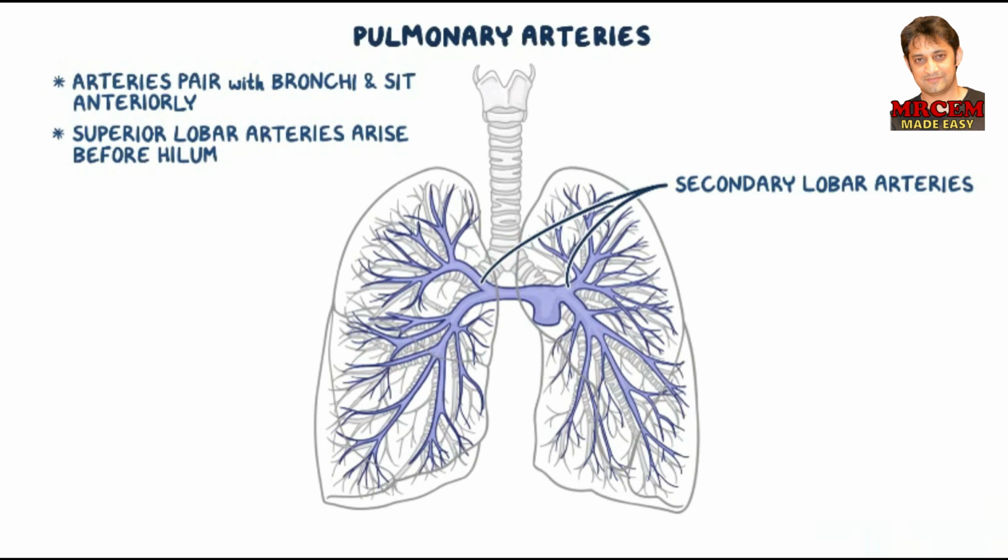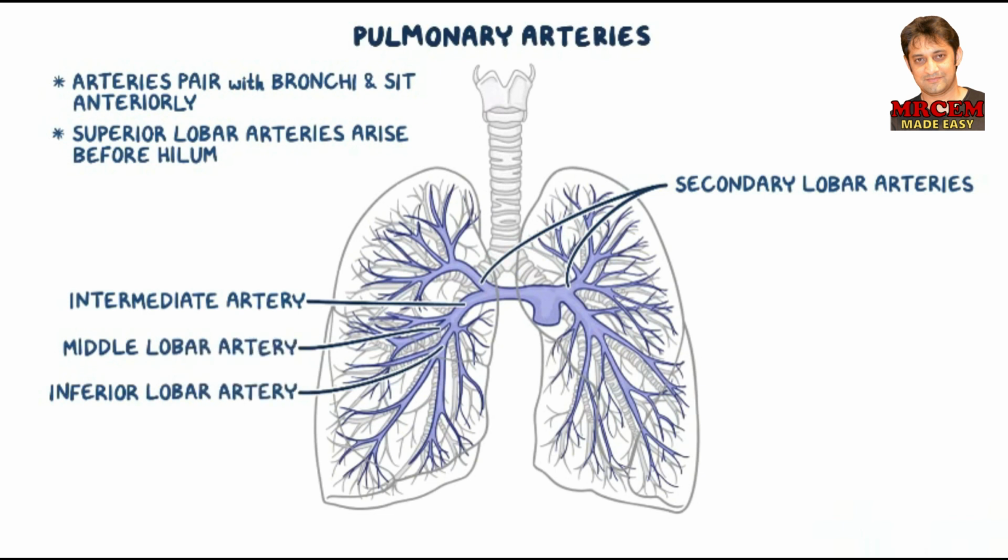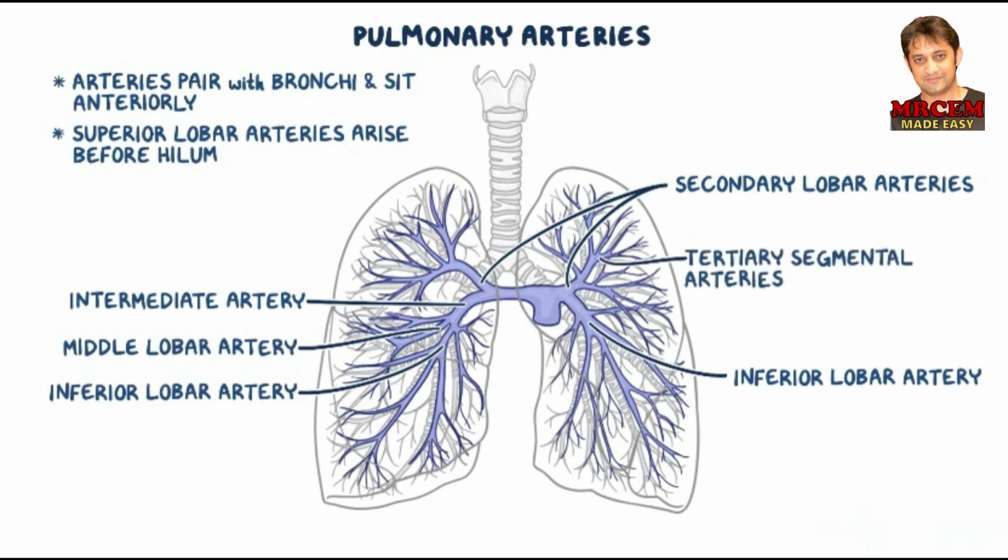In the right lung, it continues as the intermediate artery that will divide into middle and inferior lobar arteries, and in the left lung, it continues as the inferior lobar artery. Lobar arteries further divide into tertiary segmental arteries, which are what supply the bronchopulmonary segments.